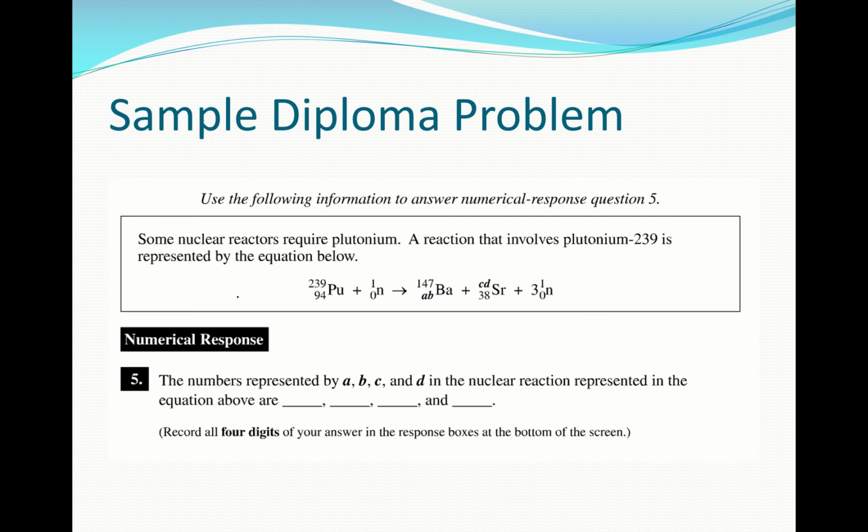19, so the numbers of A, B, C, and D. Okay, so again, you've got to be careful of this coefficient in front. It means that there's 3 neutrons. So another way of writing this would be like this, right? They say that there's 3 neutrons. So you can write it out like that if that's a little bit easier for you.